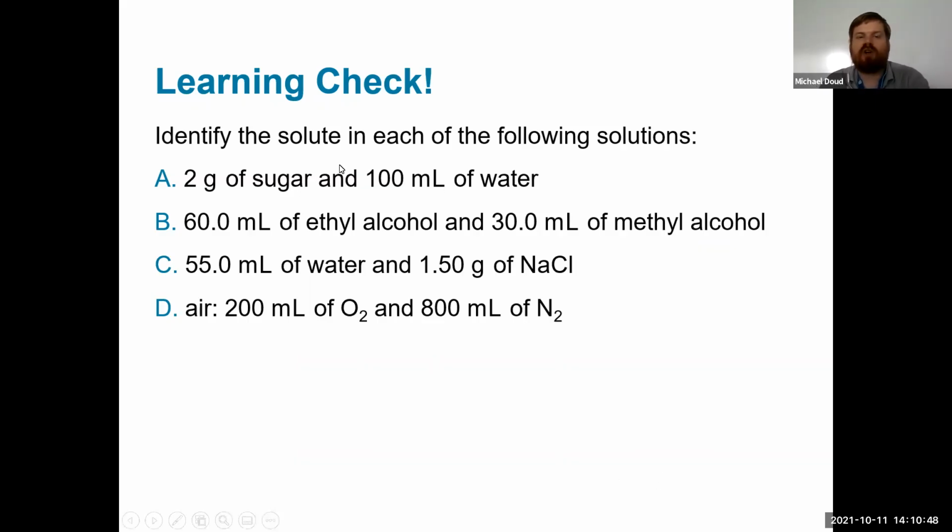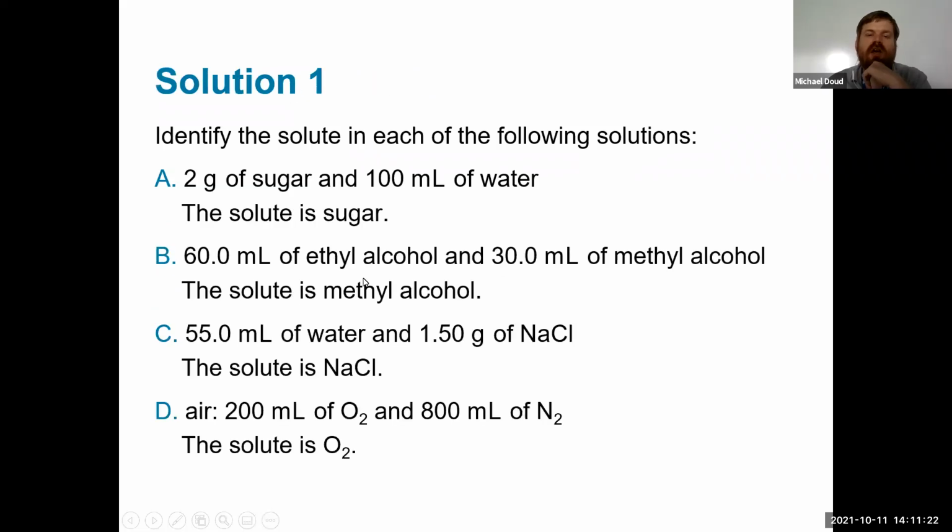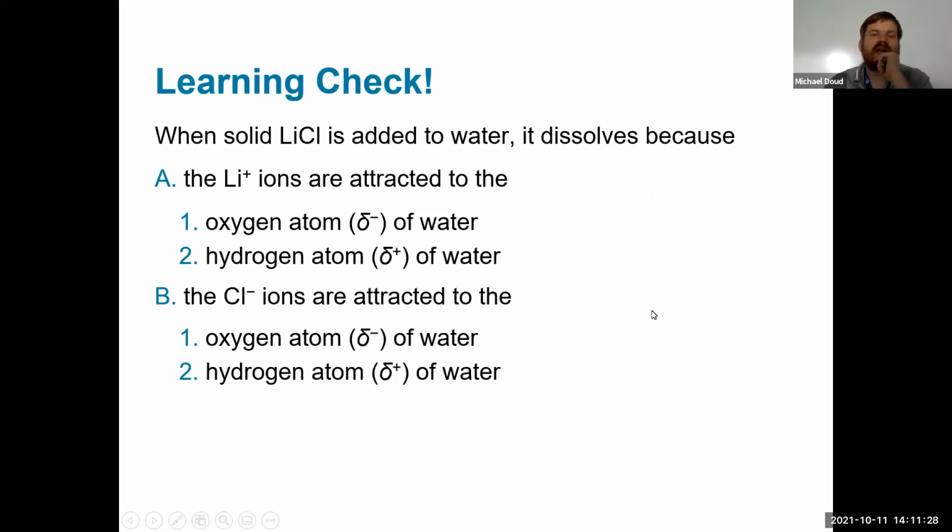So for A, if you have 2 grams of sugar in 100 milliliters of water, well, the sugar is obviously less than the water, so sugar is the solute. 60 mils of ethyl alcohol and 30 mils of methyl alcohol. 30 mils is lesser than 60 mils, so the methyl alcohol is the solute. If you have 1.5 grams of sodium chloride in 55 milliliters of water, 1.5 grams, of course, is the lesser. So that's another solute for sodium chloride. And then finally, 200 milliliters of oxygen with 800 milliliters of nitrogen. The oxygen has to be the solute. So there's our answers. Okay, next step.